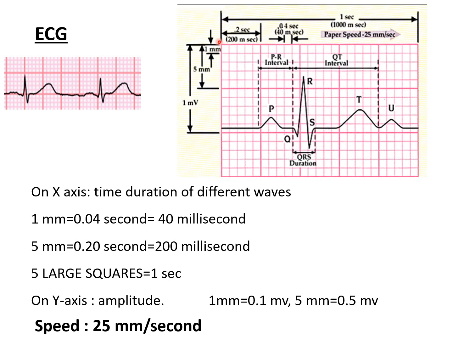And if you consider the y-axis, the amplitude, 1 millimeter is 0.1 millivolt. That's why 5 small squares consist of 0.5 millivolt. So 2 large squares are equal to 1 millivolt and 1 large square is 0.5 millivolt. This is the amplitude on the y-axis.